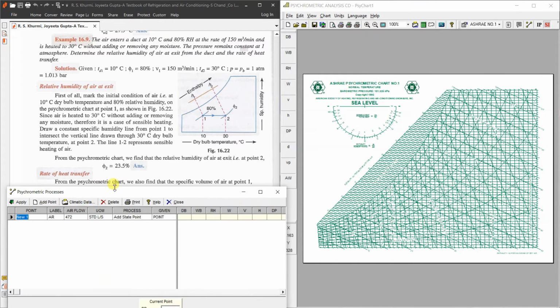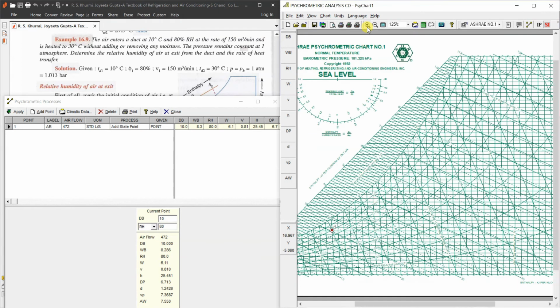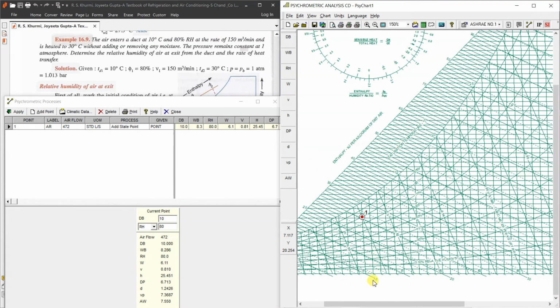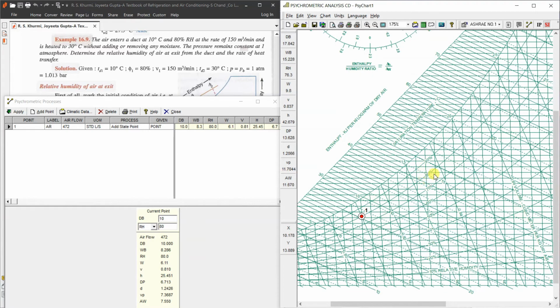So add point. Point number 1 is at dry bulb temperature of 10 degrees Celsius and relative humidity of 80%. RH is 80%. Click. This will be point number 1. Then click apply. So we have got point number 1 at this location. You can zoom and verify the point. Okay, this temperature you can see, this is 10 degrees Celsius dry bulb temperature, and this curve is 80% RH. Here you can read this value. This value is 80% RH.